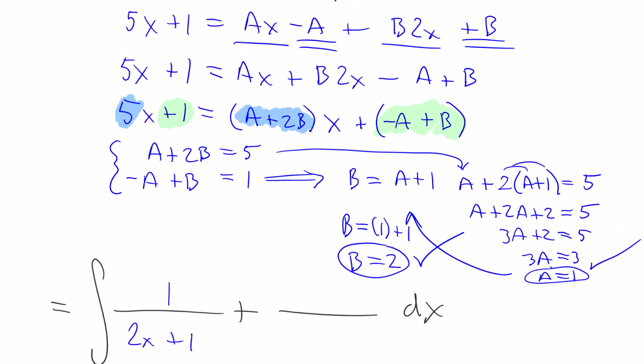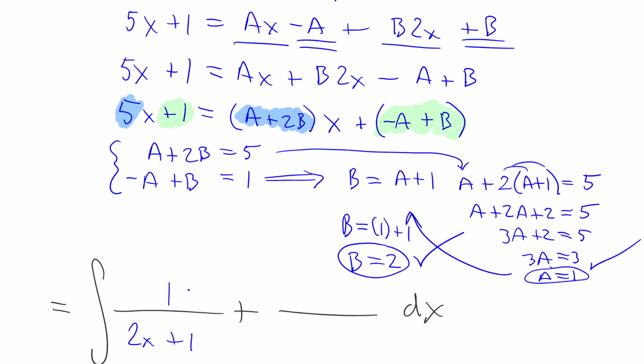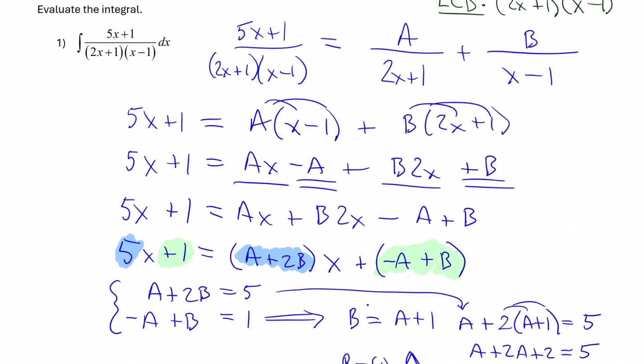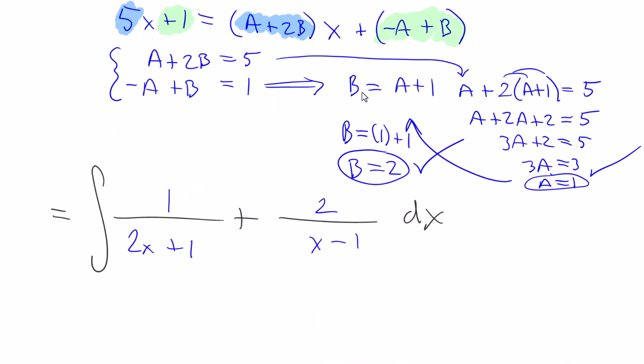And its numerator for the second term, so plus, the next one was b over x minus 1. Well, we just found out that b is 2. So 2 over x minus 1 is our second fraction. And what we now have is a decomposed version of the original integrand. Now, why? Well, because this one's much, much easier to integrate. So we'll do that next to finish.